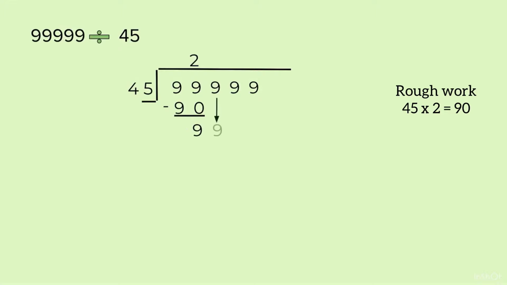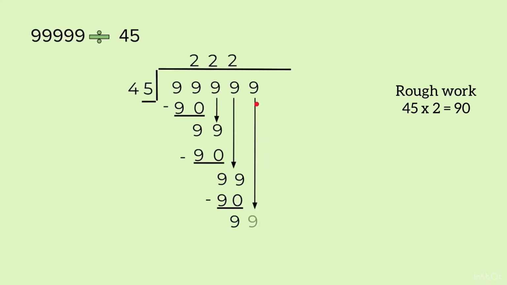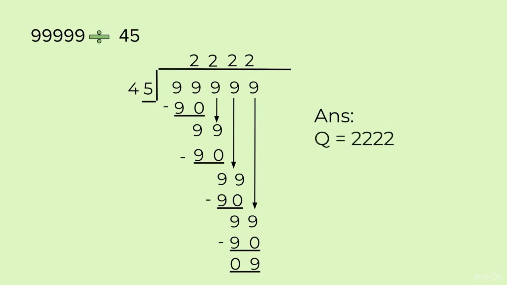We bring down the next digit 9. Now you don't have to do any other calculations in the rough. You know 45 2 times is 90. So we'll again put a 2 on top, 90 at the bottom, subtract. We're left with 9. We bring down the next 9. Again, we'll write 2 on top, 90 at the bottom, subtract. We are left with 9. We bring the last 9 down. We get 99 again. 2 at the top, 90 at the bottom. And remainder is 9. So we will write answer: Q, that is quotient, is equal to 2222, 4 times 2, and remainder is equal to 9.